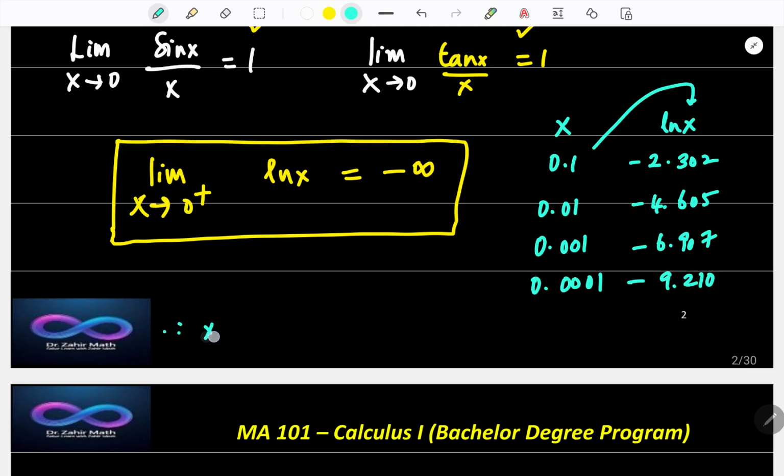It means what? As x approaches 0 plus, ln x becomes more and more and more what? Negative. Clear, everybody? So minus infinity is not a finite number. You cannot put x is equal to 0. So you approach 0 from the right and ln x keeps decreasing without bound. So that is why we are getting this rule, limit x tends to 0 plus ln x is negative infinity.